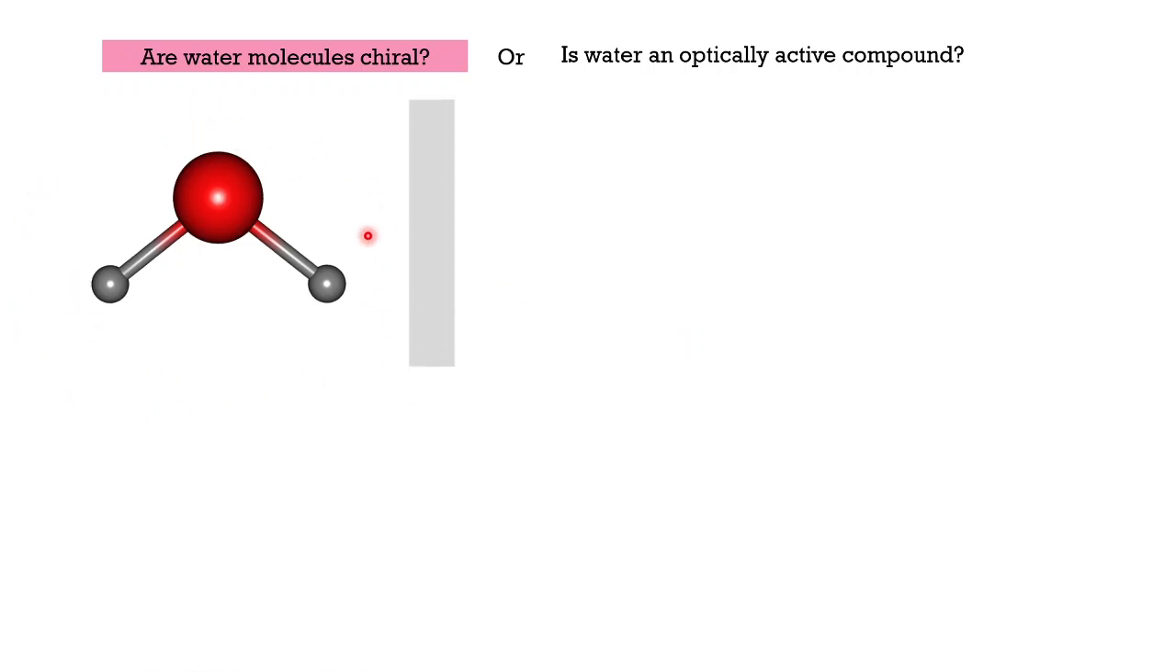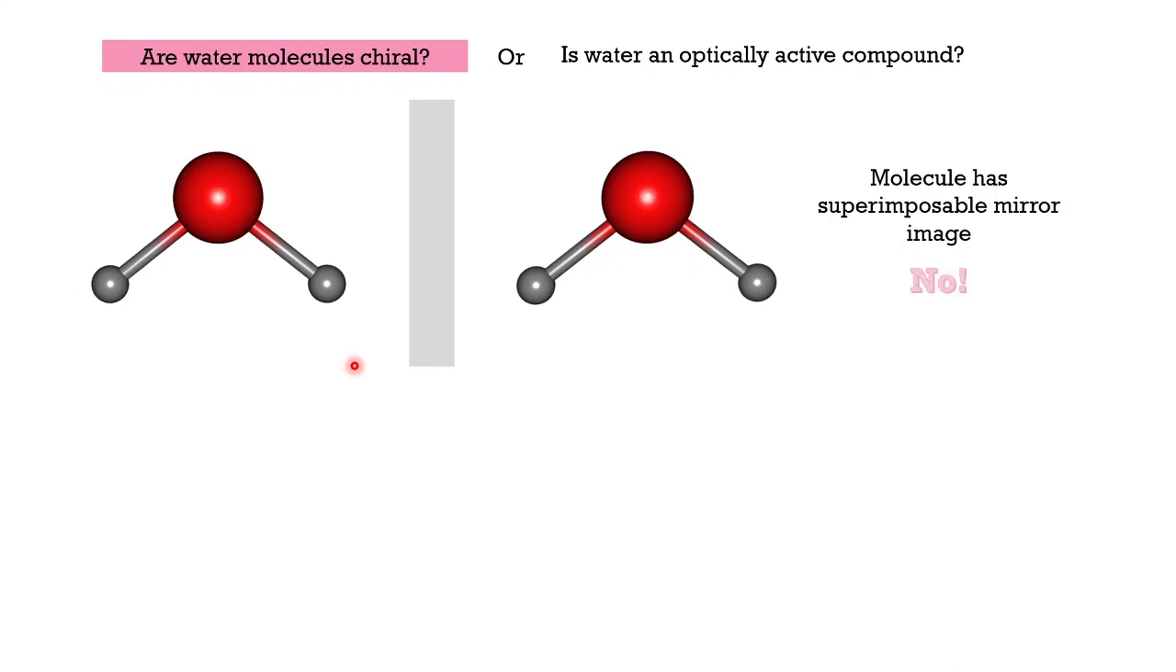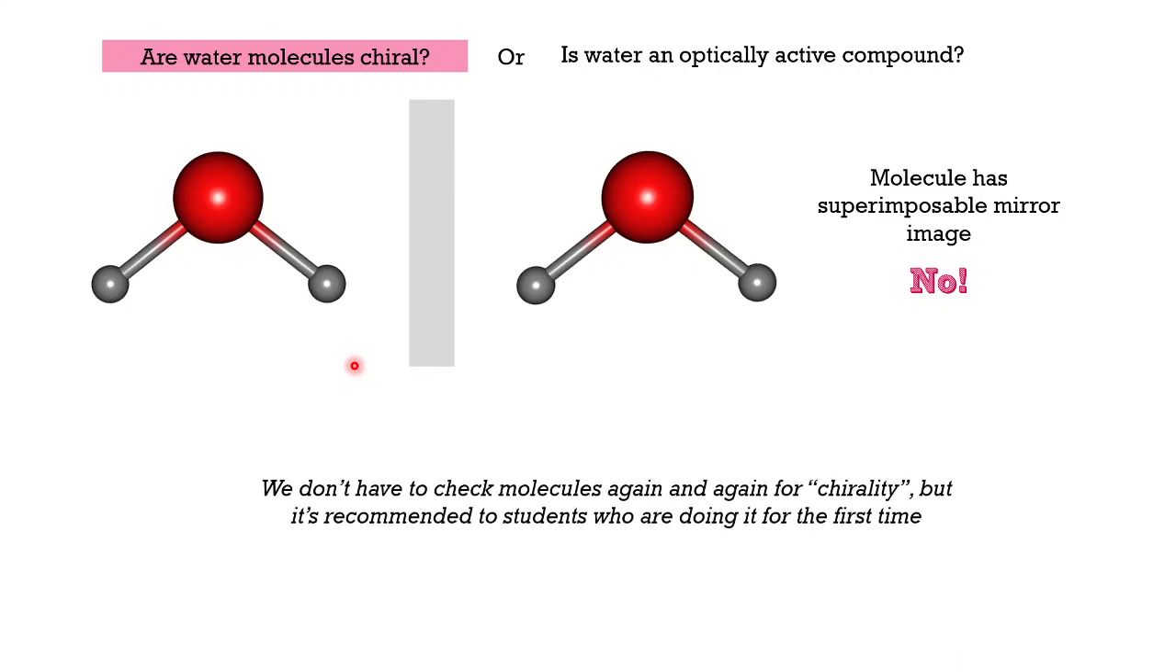If you take a mirror in front of this molecule and take a mirror image, you can see that these two mirror images are superimposable. That's why they are not different, and the water molecules are not chiral, right? So water cannot rotate the plane of polarized light. We don't have to check these molecules again and again for chirality, but for students who are going through it for the first time, it's very much recommended.